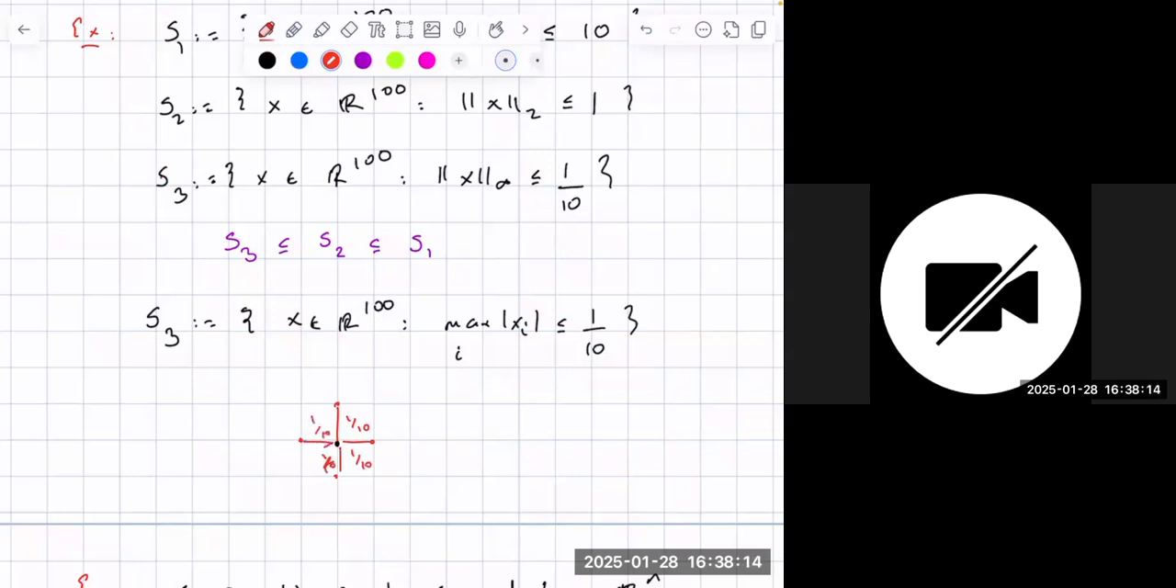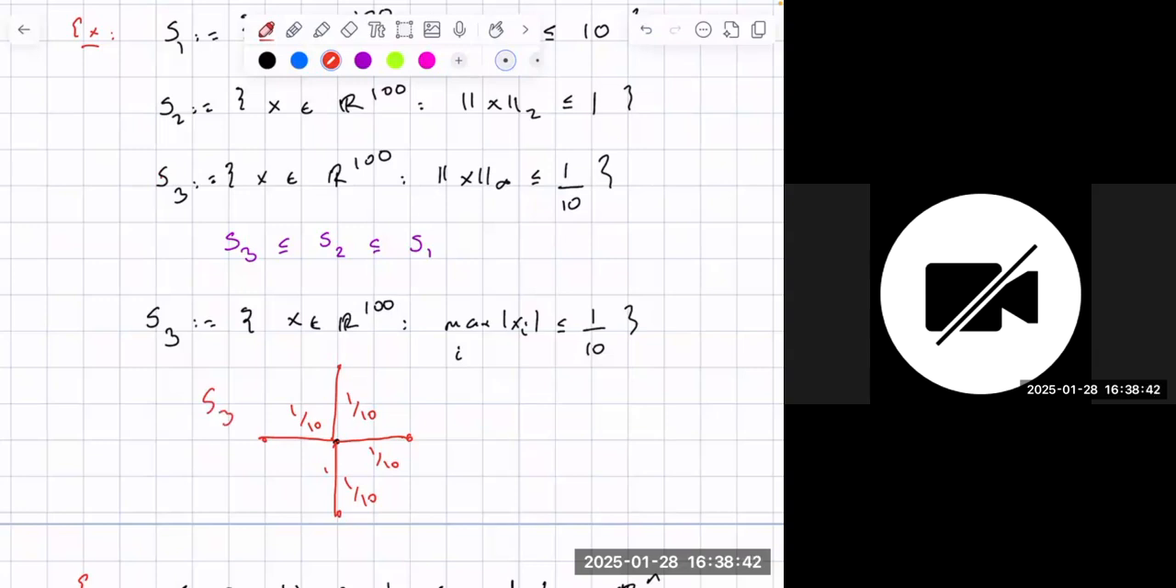Yeah, too small writing. Let me try to make it better. Yeah. So let's say this is 0. I'm trying to make a visual of set S3. It's going in any direction at most 1/10. Let's say for now, this is 1/10, okay? Okay, good. And then this is S3.